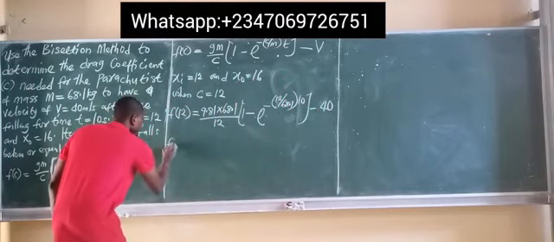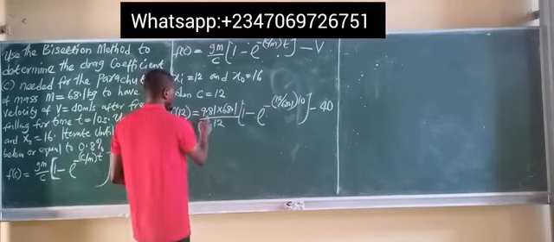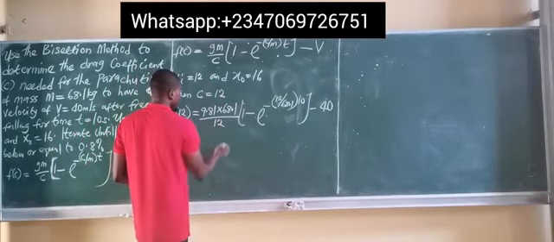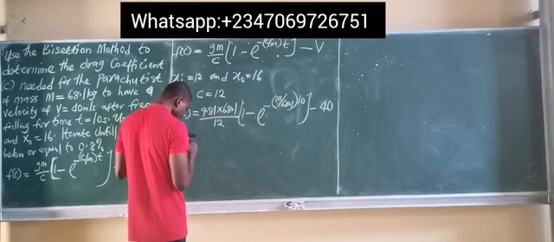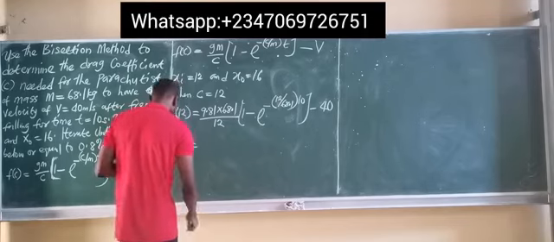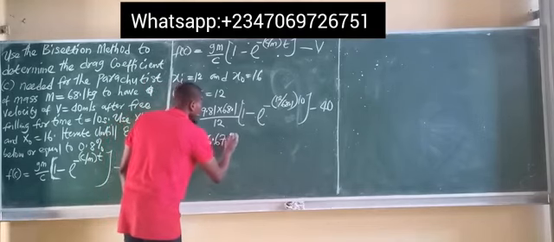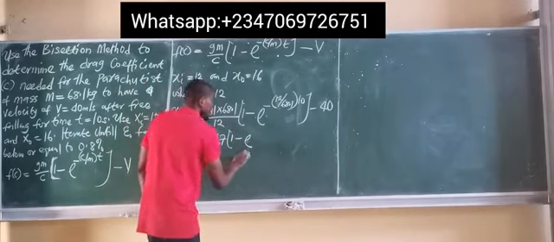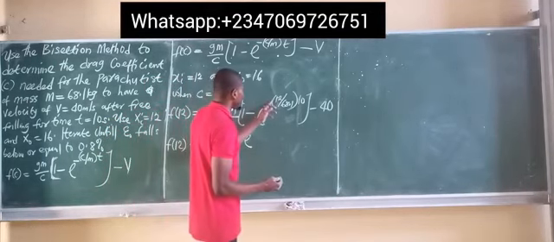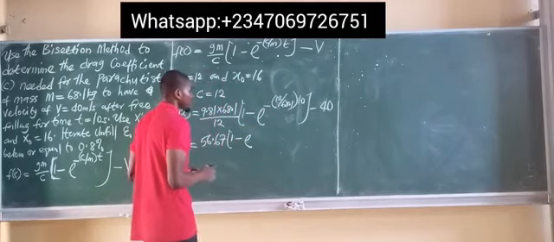So f of 12 is now equal to, let's compute everything here, 9.81 multiplied by 68.1 divided by 12. We have 56.67 into 1 minus exponential. Take note, I have 12 divided by 68.1 multiplied by 10. So 12 divided by 68.1.